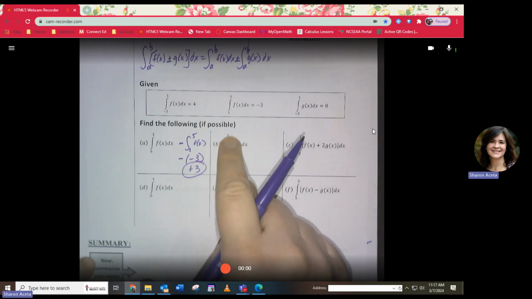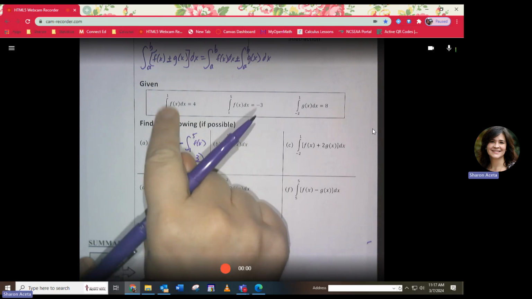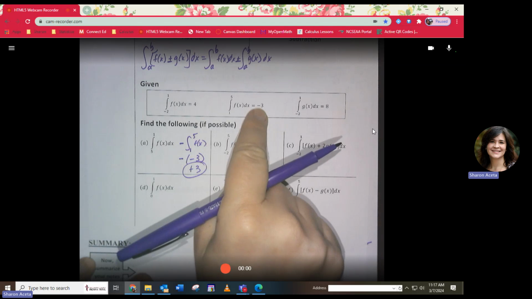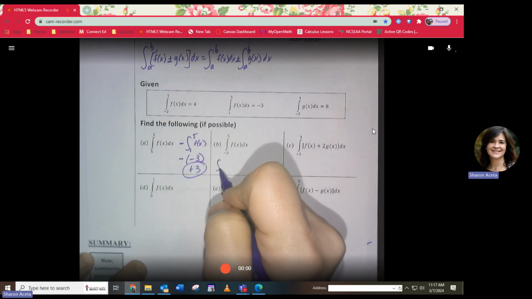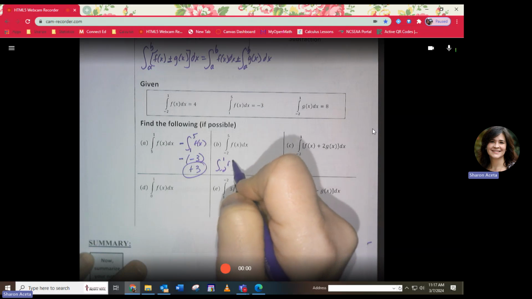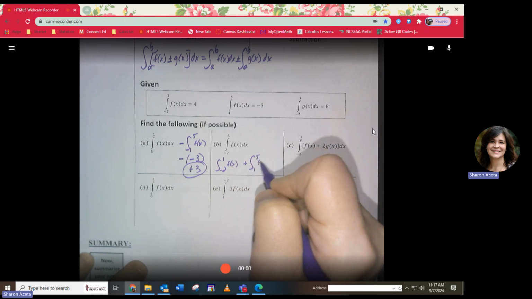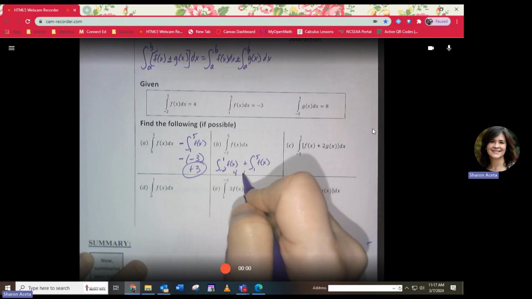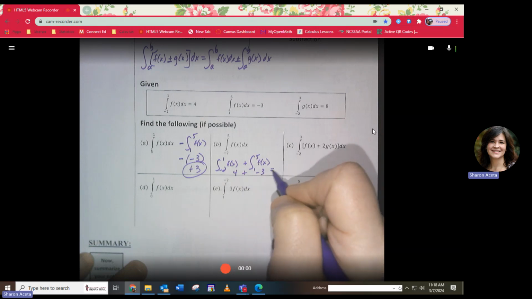From -2 to 5 of f of x. Well, if you look up here, I got -2 to 1. I've got 1 to 5. So I can just put them together, compose them together. So I can say from -2 to 1 of the function plus 1 to 5. So the area from -2 to 1 is 4, and the area from 1 to 5 was -3. So that total area must be a 1.